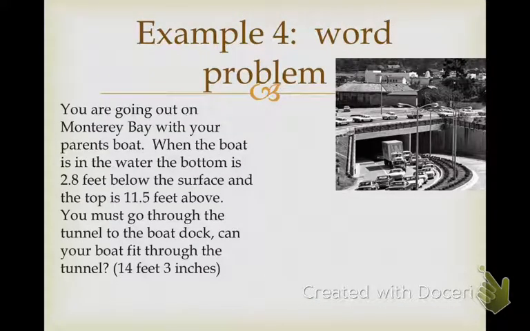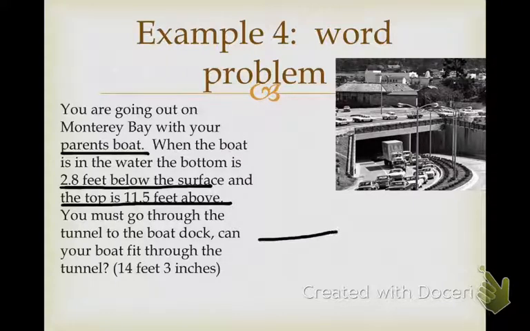Okay, so here we have a word problem. Write down example 4, word problem. Write down the facts here. You are going out on Monterey Bay, so we're going to go out on the bay with your parents' boat. When the boat is in the water, the bottom is 2.8 feet below the surface, and the top is 11.5 feet above. Okay, so we can draw a little picture, right?